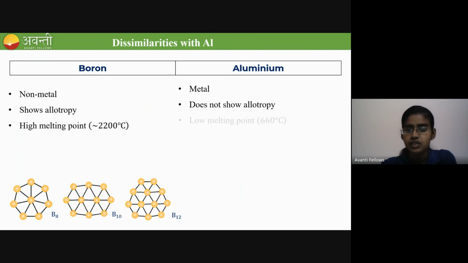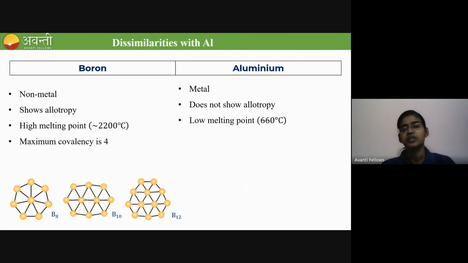But aluminium, it is moderate, just 660 degrees Celsius. Very low melting point compared to boron. And coming to the covalency, the maximum number of covalent bonds that can be formed by boron is 4. It doesn't have d orbital, right? So the outermost electrons will be in 2s and 2p. So electronic configuration for boron is 1s2, 2s2, 2p1, right? So in 2s it has 2 electrons, and in 2p it has 1 electron. So totally it has 1 2s orbital and 3 2p orbitals. So totally 4 orbitals only are there. So it can form only 4 bonds.